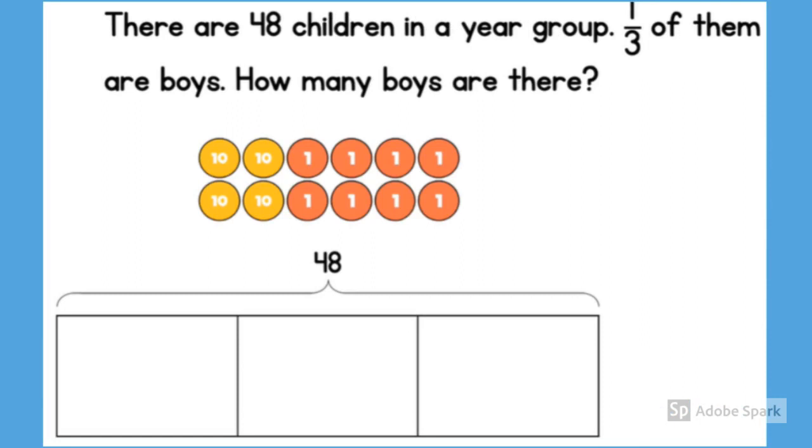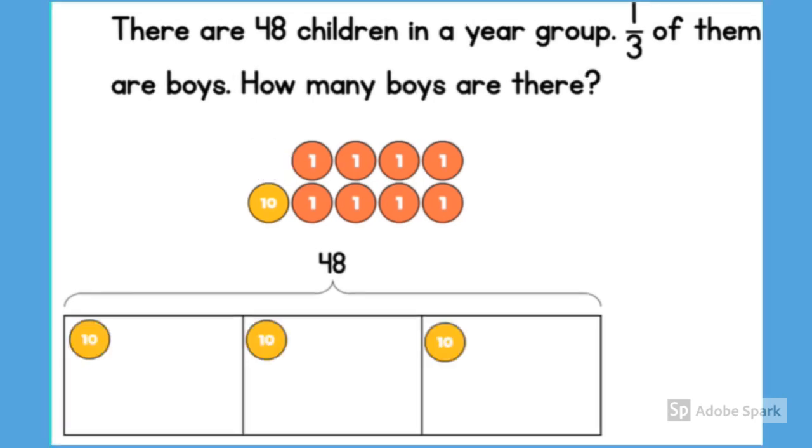There are 48 children in a year group, and 1/3 of them are boys. How many are boys? What's the same and what's different? Well, there are still 48 children in the year group, but this time it's 1/3 that are boys. The bar model, representing 48, has been split into 3 equal parts. I'm now going to share out the 10 place value counters. Oh dear, I have one place value counter of 10 left over. What should I do with it? How can I share it out?